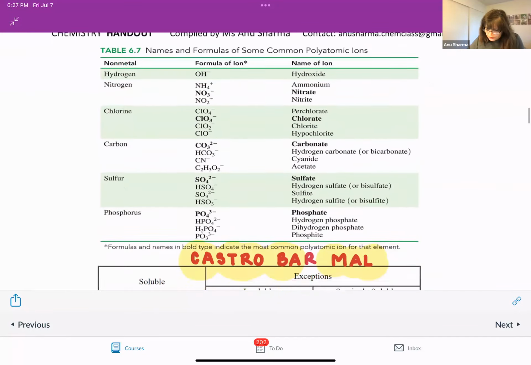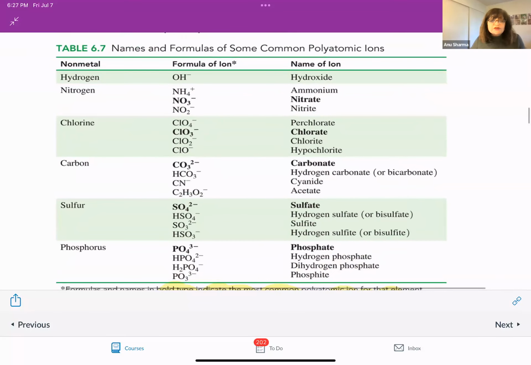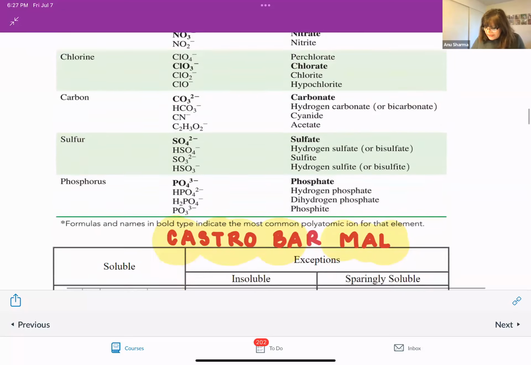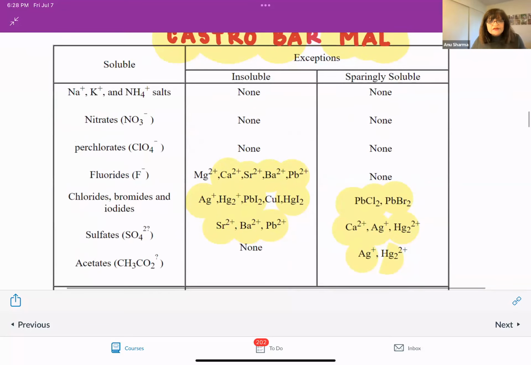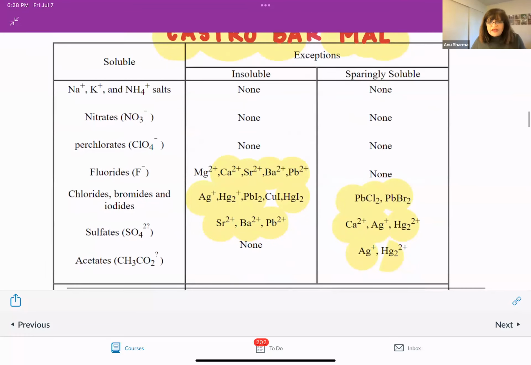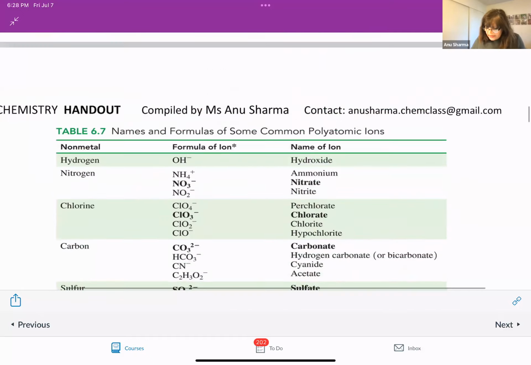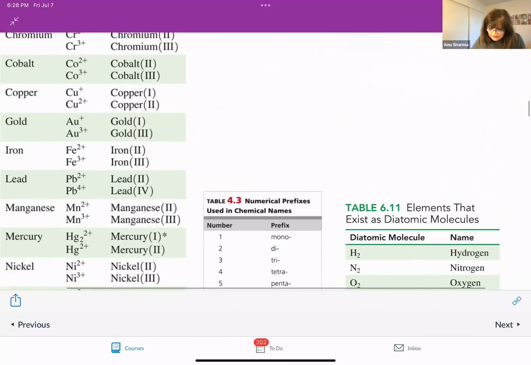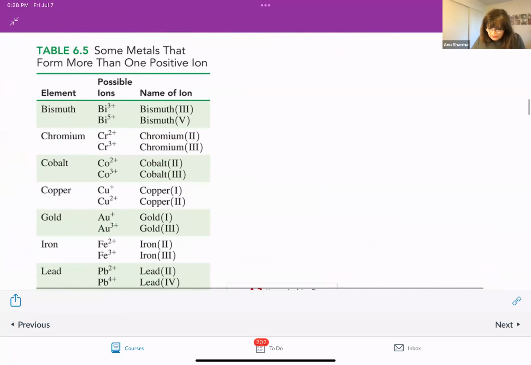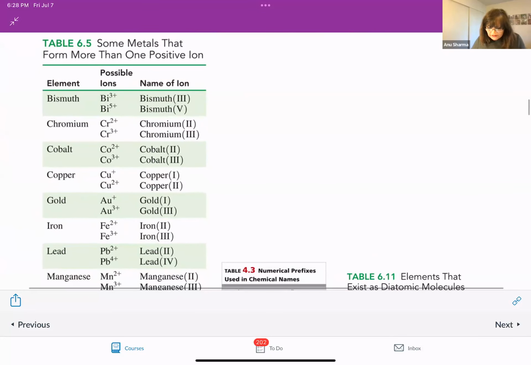So these are, of course, all the polyatomic ions, which you need to recognize and memorize. Okay, that's one piece. The second thing is solubility tables. You need to recognize and memorize those. And then comes these ones right here. This is on table 6.5. These are the metals that form more than one type of positive ions.